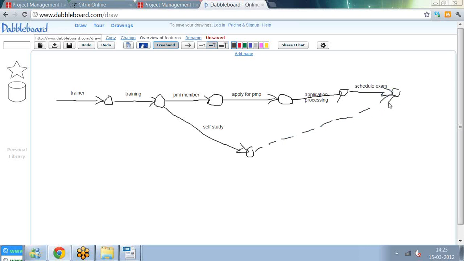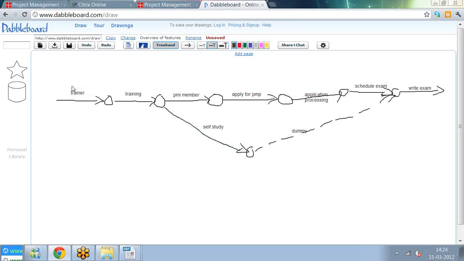Okay, so here it is a dotted line, and then here what happens is, now you write the exam. So this one I call a dummy activity, because it doesn't consume any resources. A dummy activity doesn't consume any resources. So it is just to show the dependency that writing the exam can happen only after self-study. I used a dotted line.